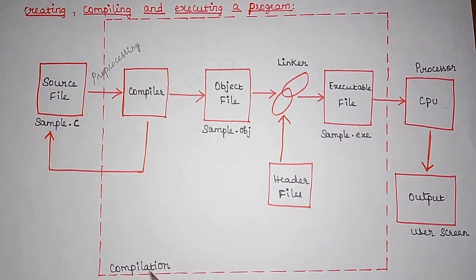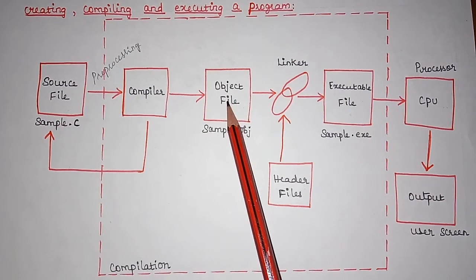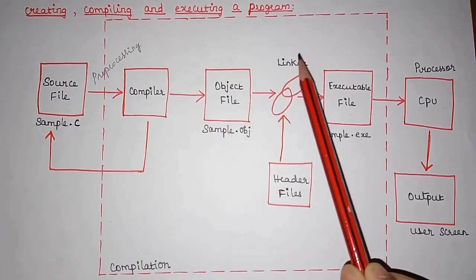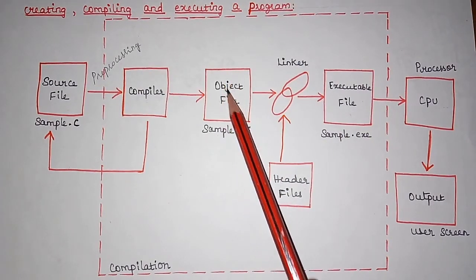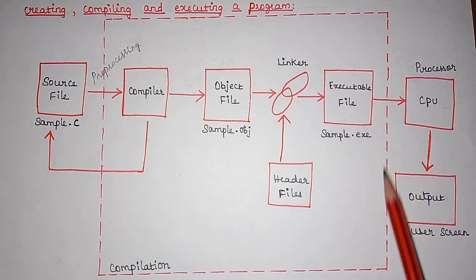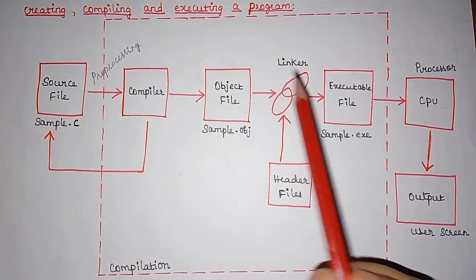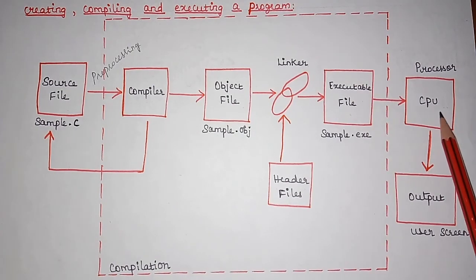This process is actually called compilation. During compilation, your compiler converts the source code into an object file. Along with that, we have a linker to link the header files with the object file. Then that file becomes an executable file. All these processes come under compilation. This is how a program is created, compiled and then executed.